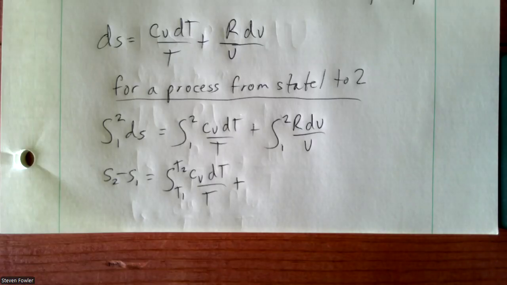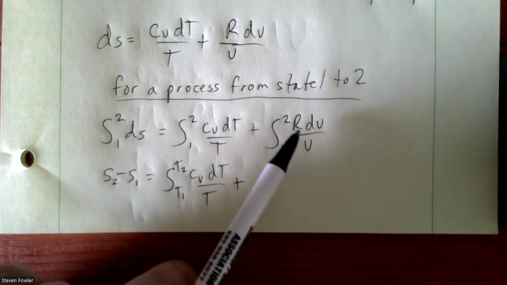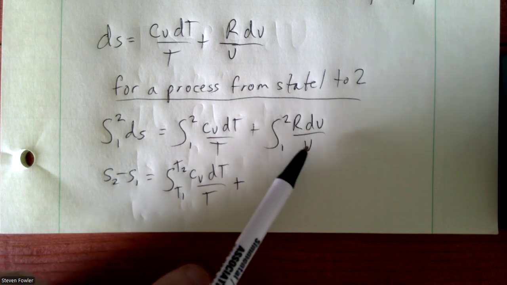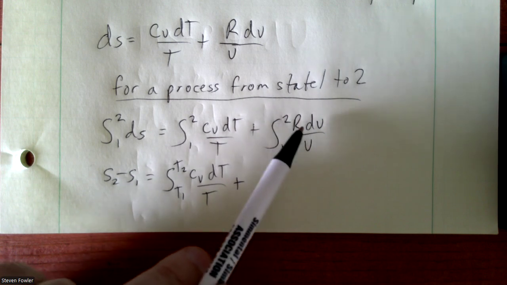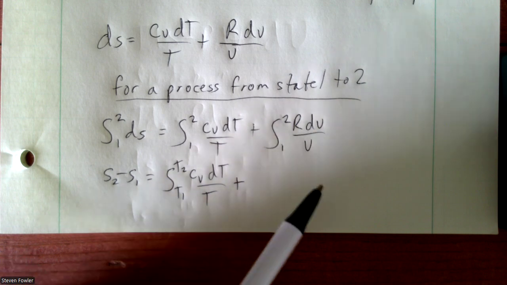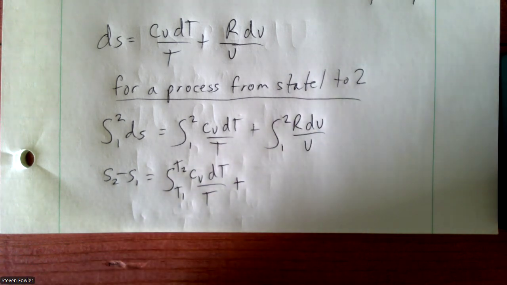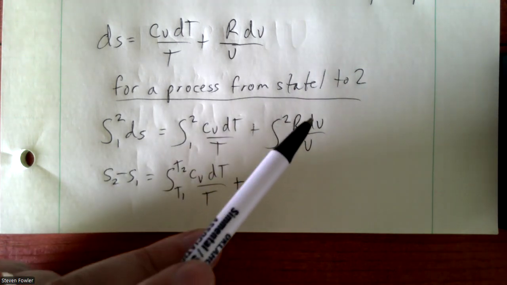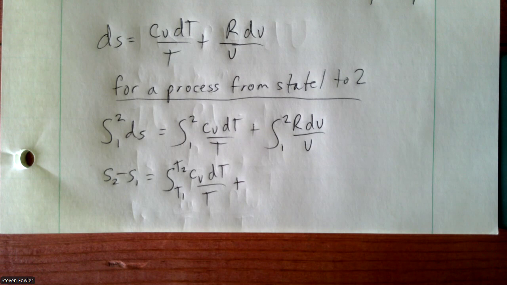So we'll pick up where we left off. We had reached this point where we're ready to integrate this guy. I'm integrating with respect to volume R over V. Well, how do I know? I need to know how R changes as a function of the specific volume. So think about that. How does this ideal gas constant change as a function of the specific volume?